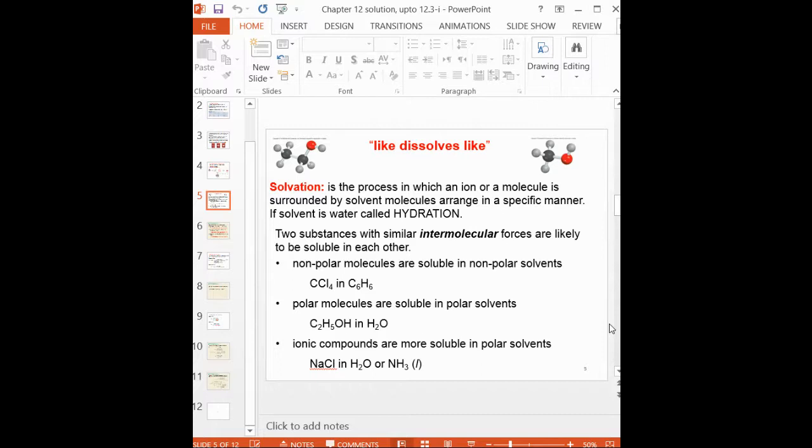Two substances with similar intermolecular forces are likely to be soluble in each other. Non-polar dissolves in non-polar, polar in polar. Ionic compounds are polar, so they dissolve in polar. Okay, I will take an example here.